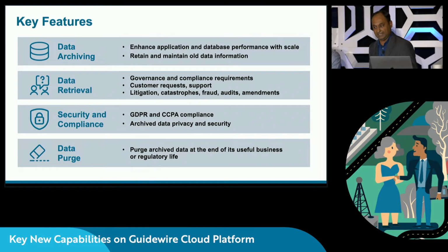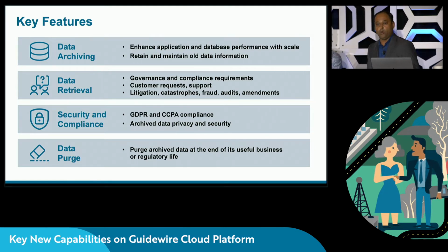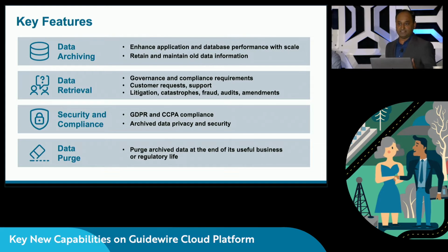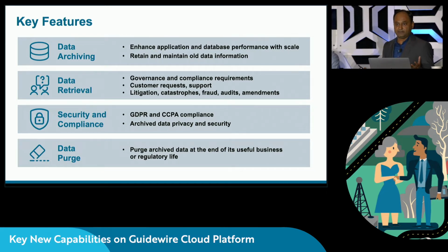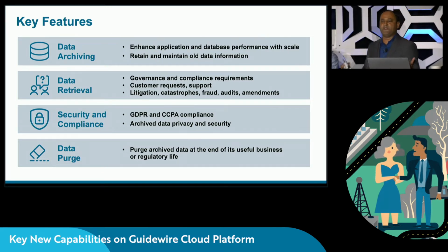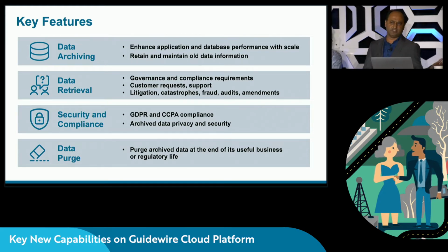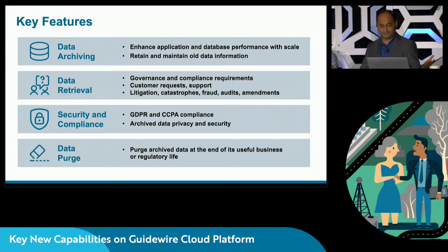Data retrieval, like I said, is critical to get the data just in time. Whether your CSRs or adjusters are looking for an individual claim or individual policy, they can get that data in real time. And we have done comparisons and performance analysis, and there is very minor difference between when you pull the data from Aurora versus the archive data.